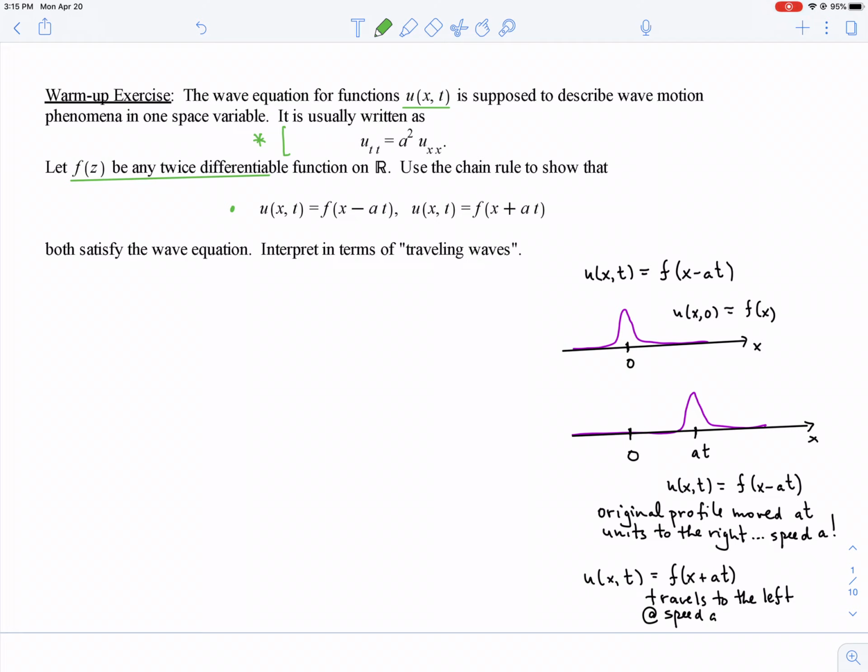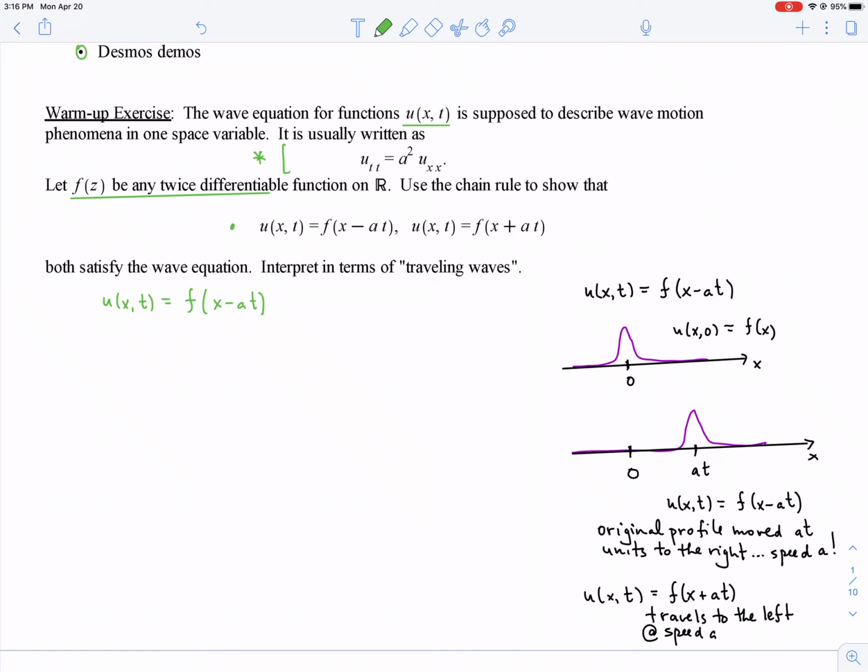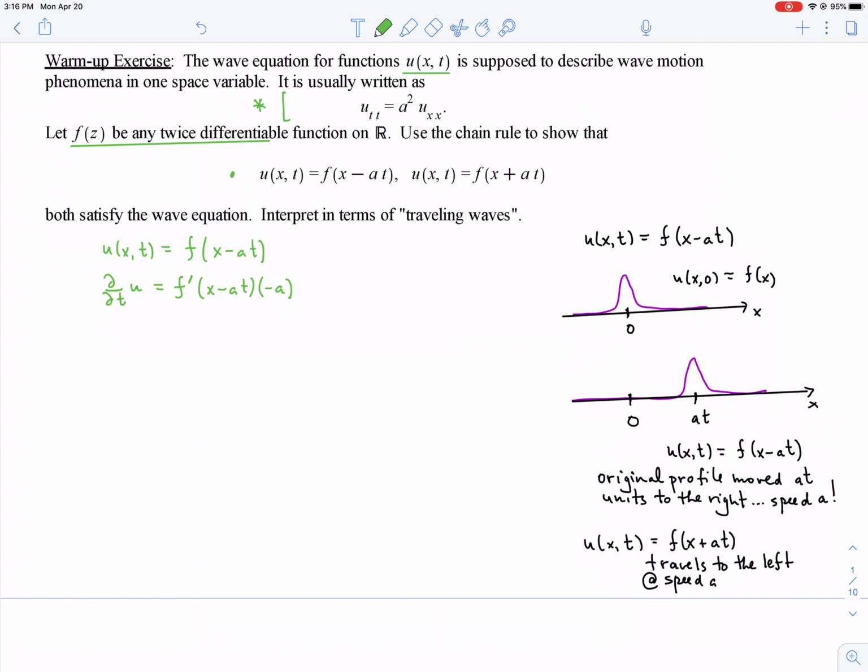So let's just start computing. If u of x,t, let's do it for the first case, is f of x minus at, let's compute the second t partial and see that it equals a squared times the second x partial. So the t partial, by the chain rule, I have to take the derivative of the outside function, which is f, so I get f prime at whatever's inside. Then I have to multiply by the derivative of what's inside with respect to t, which is minus a.